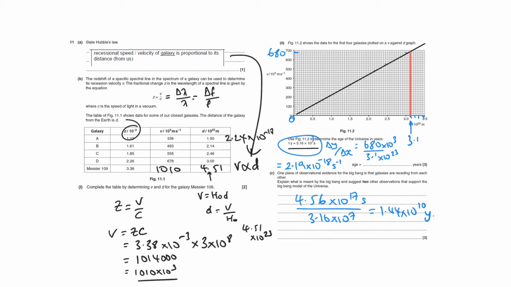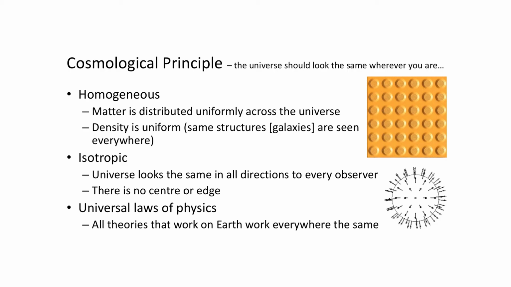Now for part C, we won't do that question now, because if you read it, you'll see that we haven't yet covered it. It comes on the next part of the course. On to the last bit of today's lesson, and that's, as I said at the start, the cosmological principle.